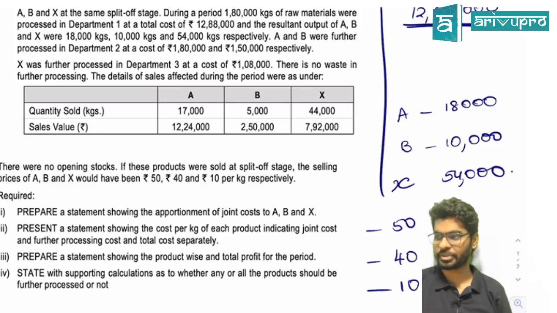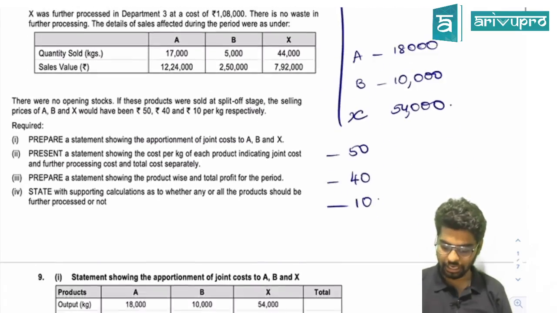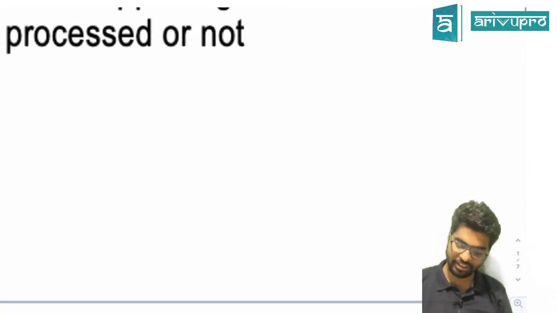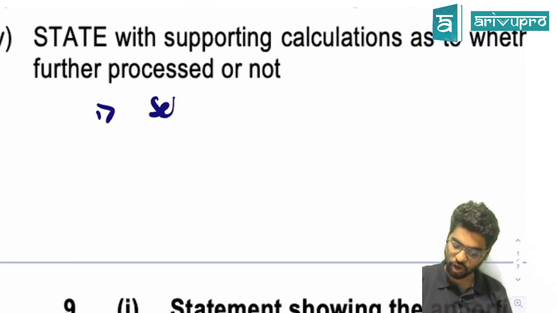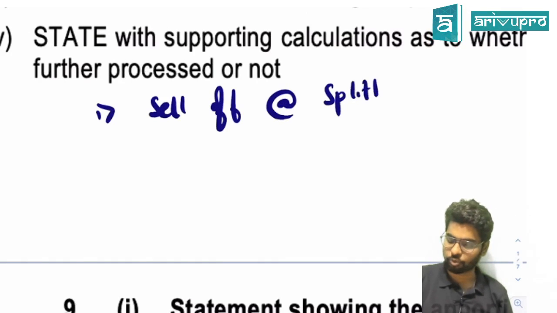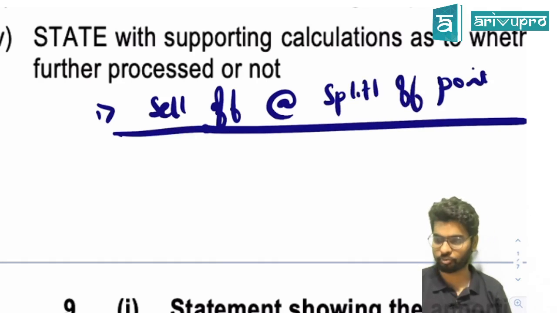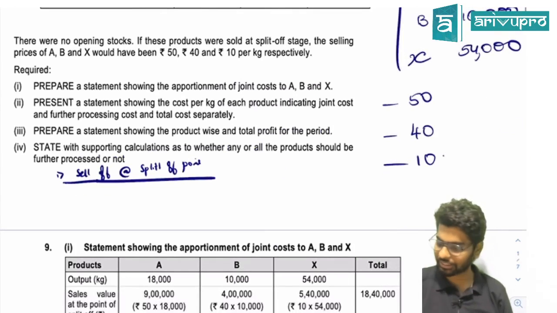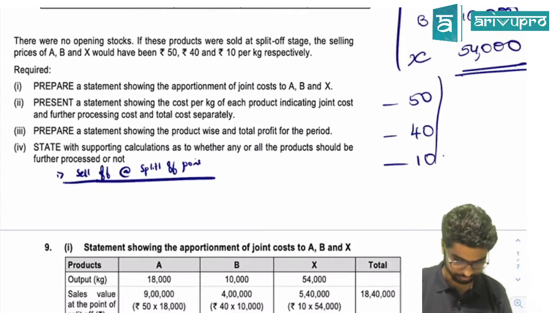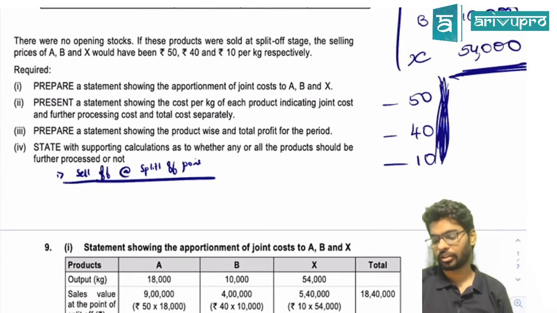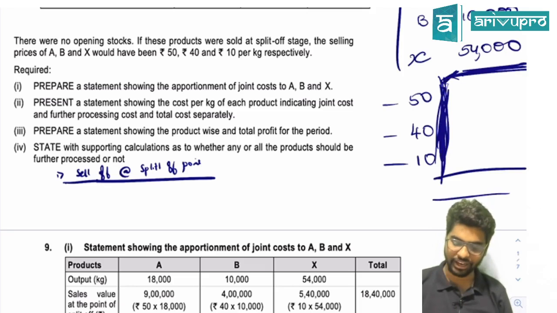This is the first information given. Now, the first method I will do is trying to sell off at the split off point. If I try selling it off at the split off point, what I do, I take the total cost and then divide individually by it.